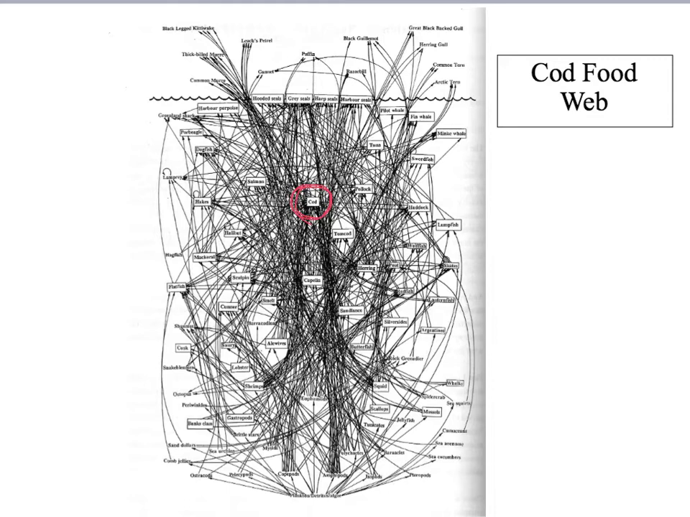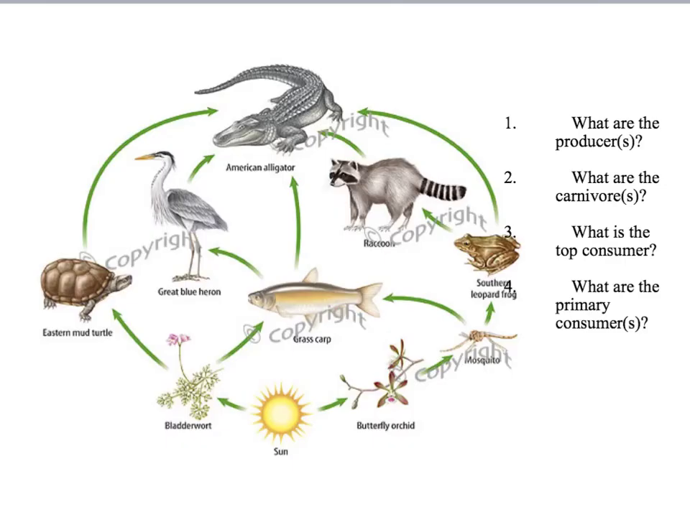Let's look at another example, but a more simple one of a food web. So to put all this together, I want to review using this food web. Take a minute to look at it, and then let's answer these questions. What are the producers? What are the carnivores? What is the top consumer? And what are the primary consumers? So let's take the first one.